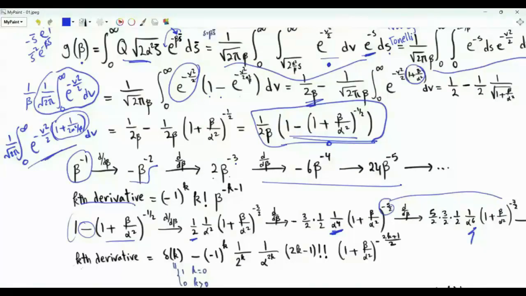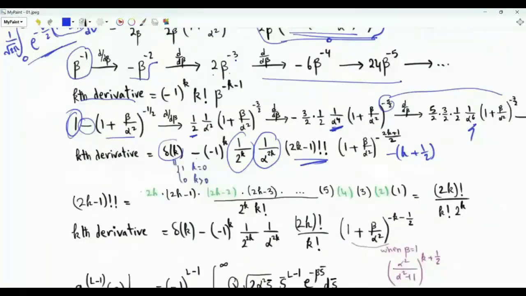So the kth derivative, again with the understanding that if k is equal to 0, we are talking about the function itself. The function itself contains 1, and this 1 disappears in all the derivatives. So I will put here discrete delta of k. This is 1 if k is equal to 0, and 0 if k is strictly positive. Then we can write down the derivatives when k is 1 or 2 or 3 and so on as minus 1 power k. We have 1 plus beta over alpha squared, and the power is minus k plus 1 half. We have 1 over alpha to the power 2k. We have 1 over 2 to the power k. And then if we see this pattern, we have the double factorial of 2k minus 1. That's 2k minus 1 times 2k minus 3 times 2k minus 5 and so forth.